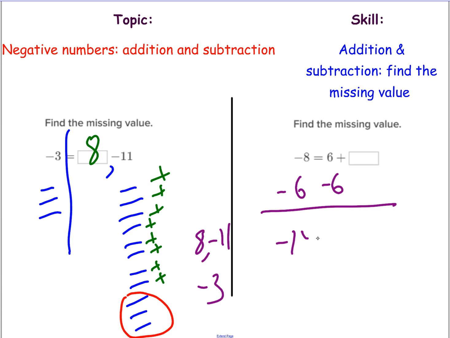-6 here is -14. On this side, that's a zero pair. So equals, that's a zero pair. But we're left with that little empty box, which means -14 is the number that goes in this empty box.